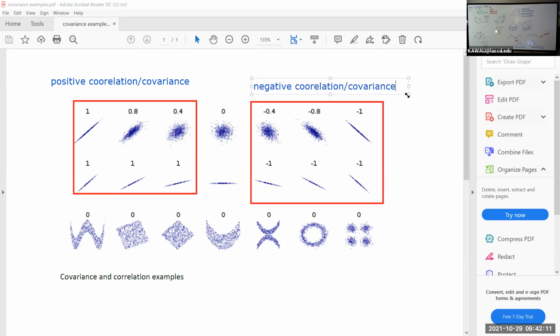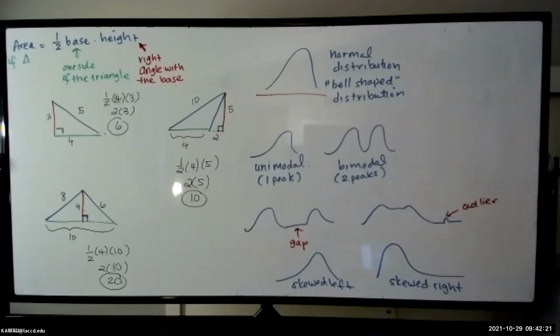Okay, so let's take a picture of this. Okay, now let's go back to a little bit of geometry.